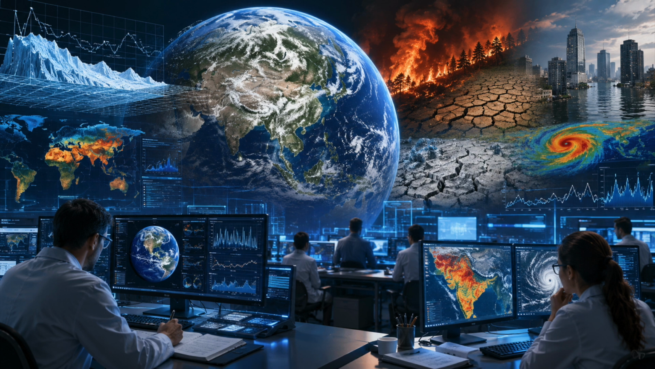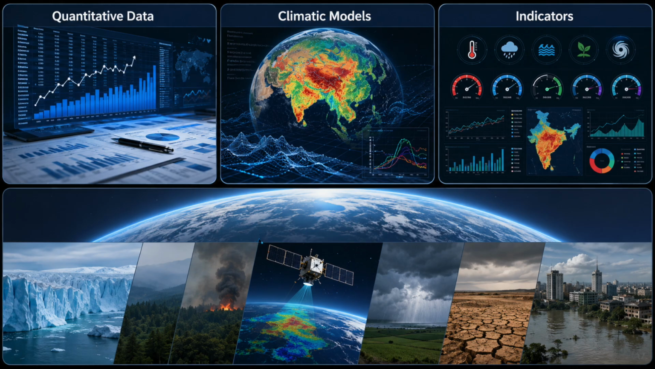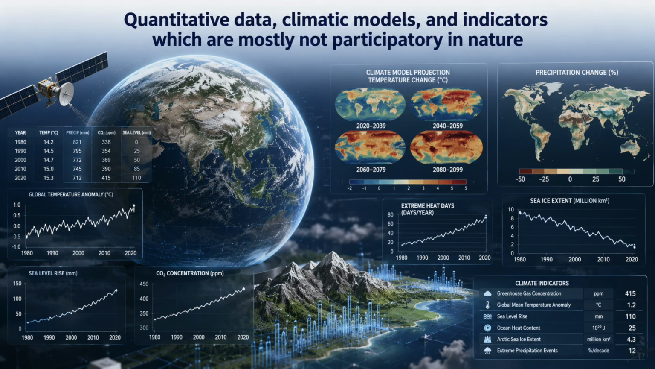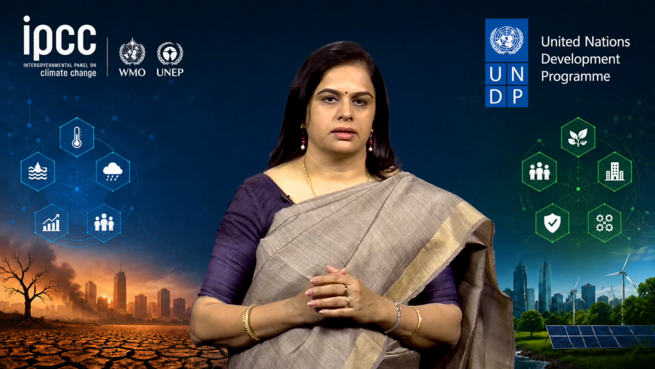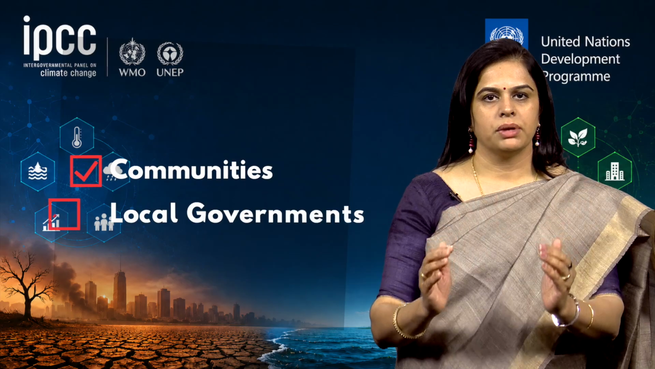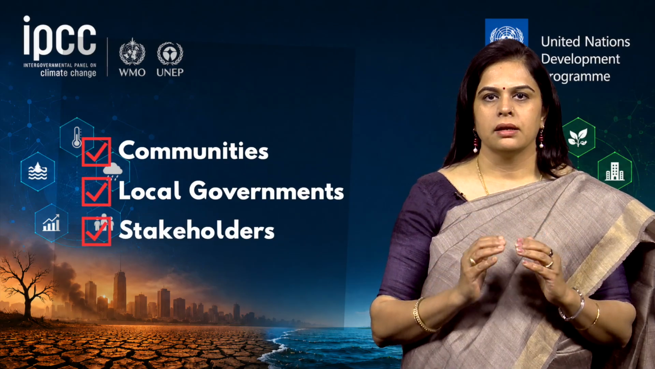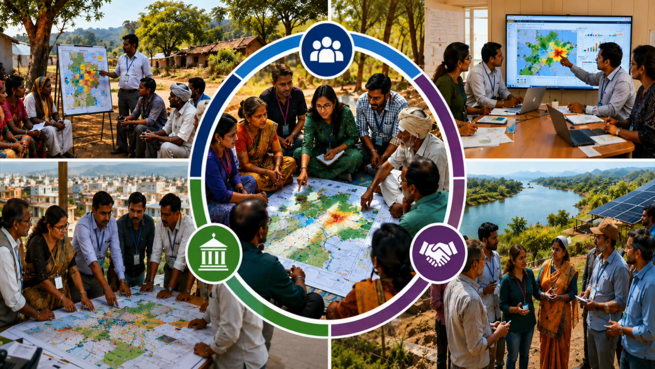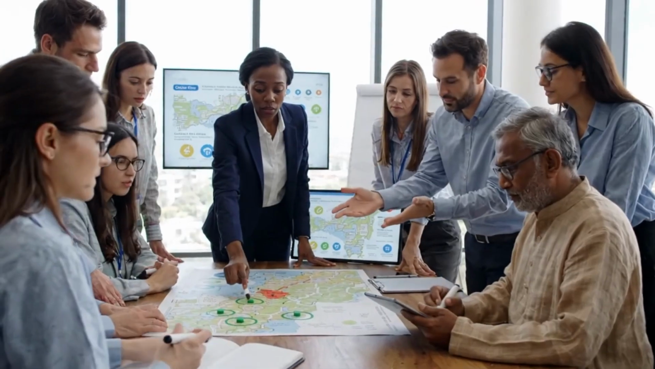Third is participation. The model used by IPCC is mainly scientific and model based, with vulnerability assessment relying on quantitative data, climatic models and indicators which are mostly not participatory in nature, but the use of participatory methods is encouraged in practice. Compared to this, UNDP is intrinsically facilitative and inclusive in vulnerability assessment. It brings community, local government and stakeholders into defining the priorities of risk adaptation action, thus improving the ownership, relevance and effectiveness of adaptation action.